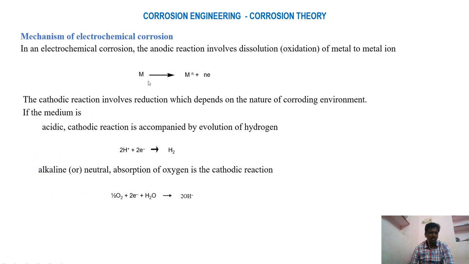Initially, metal is converted into metal ion by releasing electrons. These electrons can be consumed either by H plus ions or atmospheric oxygen, depending upon the electrolyte. If the electrolyte is acid, then H plus ions are supplied by the electrolyte, and these H plus ions consume these electrons and convert into hydrogen gas. If the electrolyte is neutral, then atmospheric oxygen can be converted into hydroxyl ion by abstraction of two electrons from the anode. So these can be explained further.